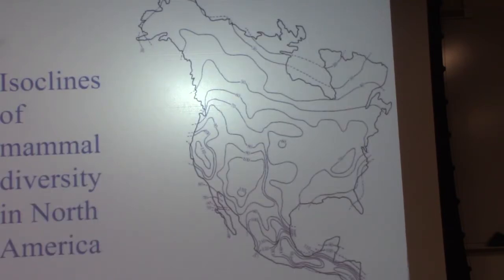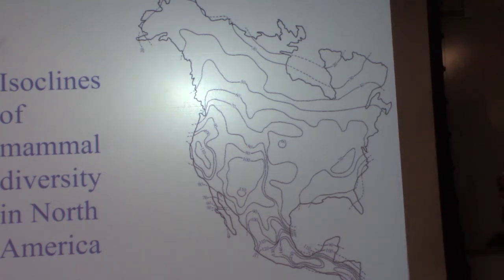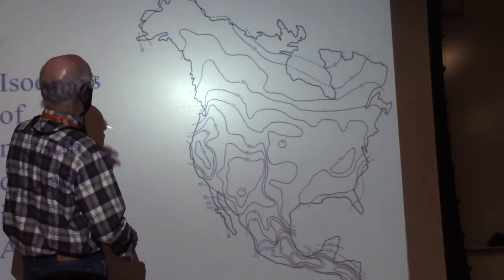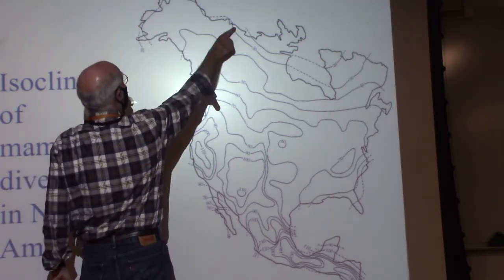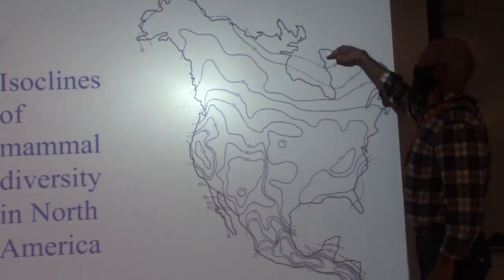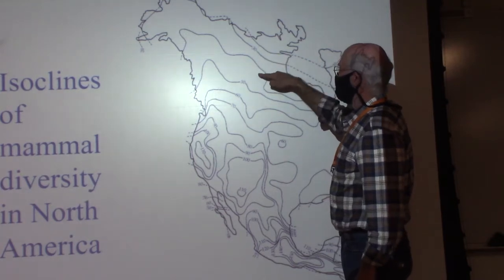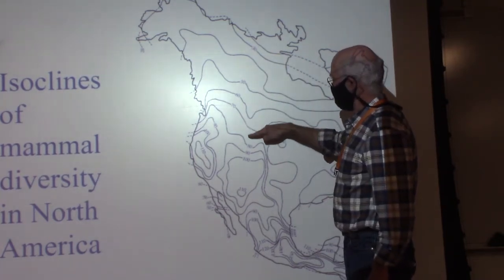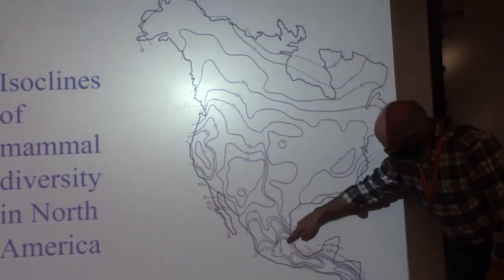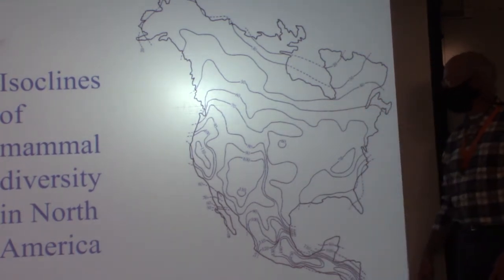So let's look at patterns of mammal diversity in North America. These are isoclines of diversity, and let's look at where the numbers are lowest and highest. Up here in northern Alaska across northern Canada, 20 species of mammals above this point. Up here we've got 30 species, 40 species, 50, 60, 70, 80, 90, 100, 110. Go down here into Central America, 150 species of mammals and so on.